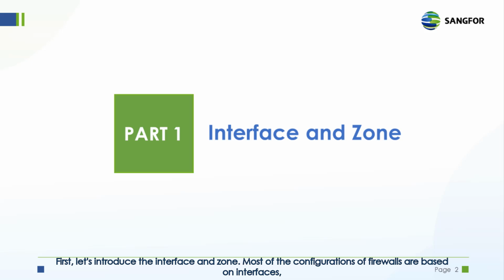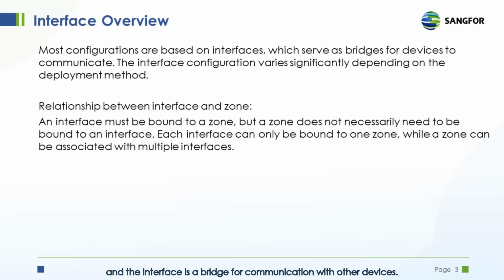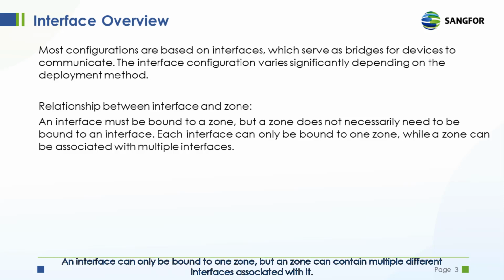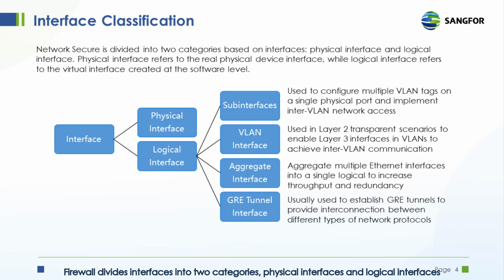Most of the configurations of firewalls are based on interfaces, and the interface is a bridge for communication with other devices. The configuration of the interface is also different depending on the deployment mode. Regarding interfaces and zones, an interface needs to be bound to a specific zone, but a zone does not necessarily need to be bound to an interface. An interface can only be bound to one zone, but a zone can contain multiple different interfaces associated with it. The firewall divides interfaces into two categories: physical interfaces and logical interfaces.